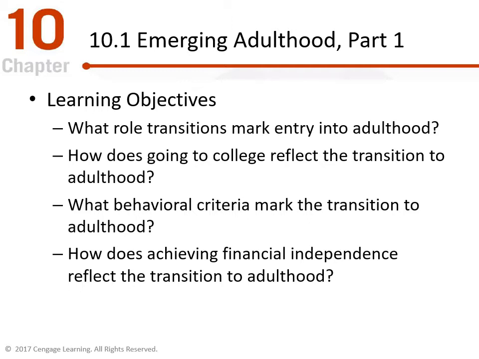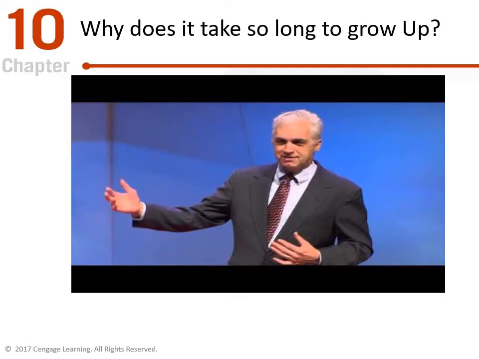What behavioral criteria mark the transition to adulthood? And how does achieving financial independence reflect the transition to adulthood? As first-time college students or people in your early 20s, this is the stage you're in, so you should be able to relate to a lot of these questions. There's an extra video in our lecture, a TED Talk on why it takes so long to grow up. I'll have this posted in the lecture video slide and the additional videos.